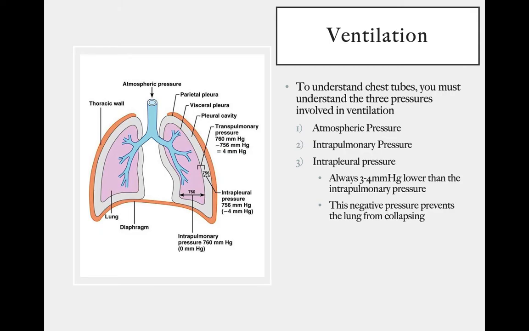So we need to understand that the atmospheric pressure and the intrapulmonary pressure always have a gradient between them. So the atmospheric pressure is either higher than the intrapulmonary pressure, which causes air to move into the lung, or the intrapulmonary pressure is higher than the atmospheric pressure, which causes the air to leave the lung. And that intrapleural pressure is always lower than that intrapulmonary pressure, and this prevents the lung from collapsing. So if something was to cause that intrapleural pressure to be the same as the pressure in the lung or the same as the atmospheric pressure, this would cause the lung to collapse.